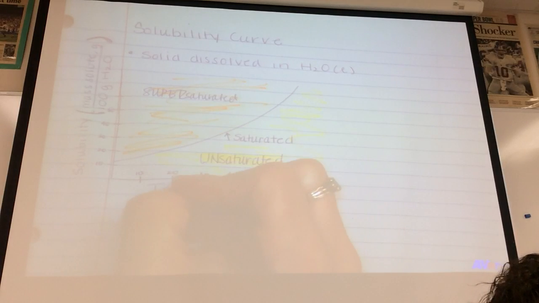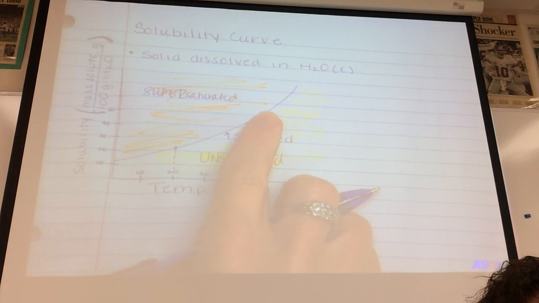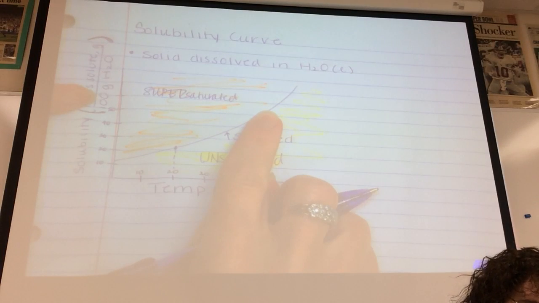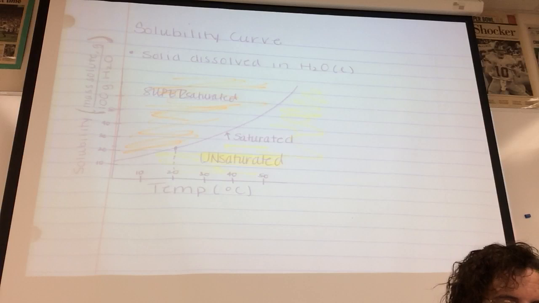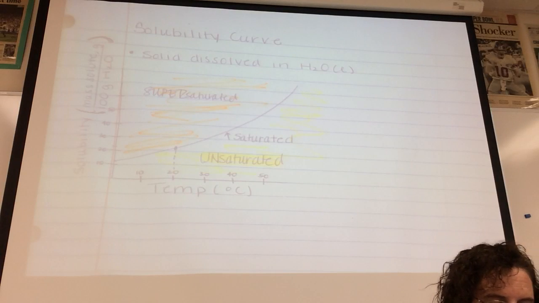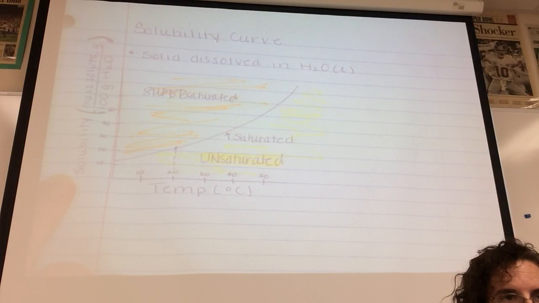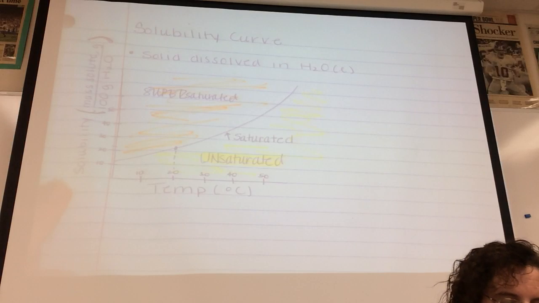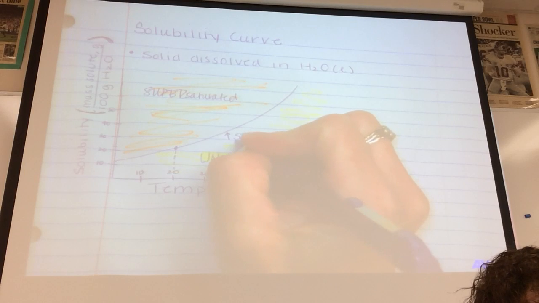For example, at 20 degrees Celsius, what mass of this solute can dissolve in 100 grams of water? About 23 grams of solute per 100 grams of water. If 23 grams of solute can dissolve in 100 grams of water, how much solute can dissolve in 200 grams of water? 46. Good.